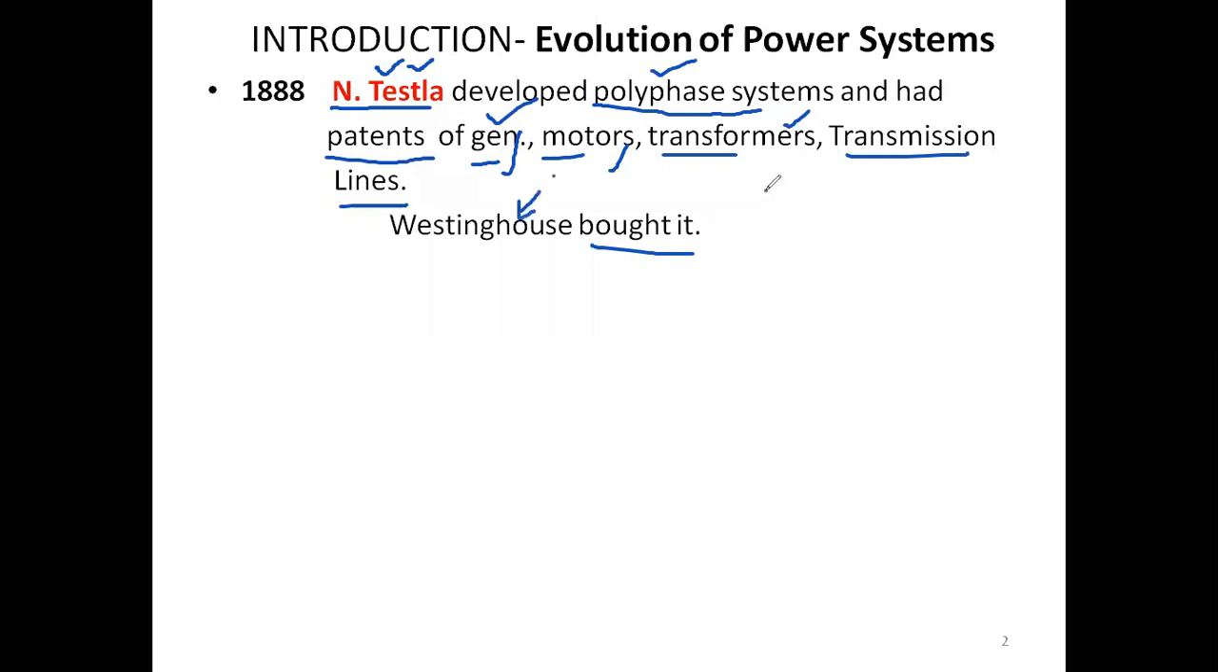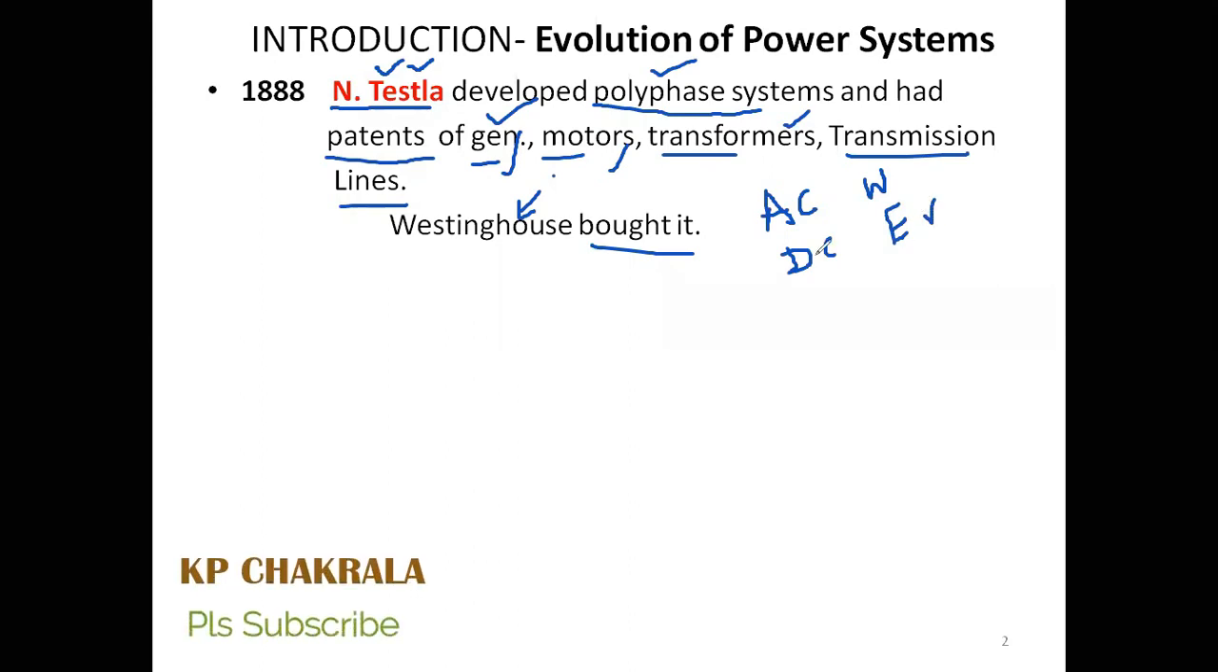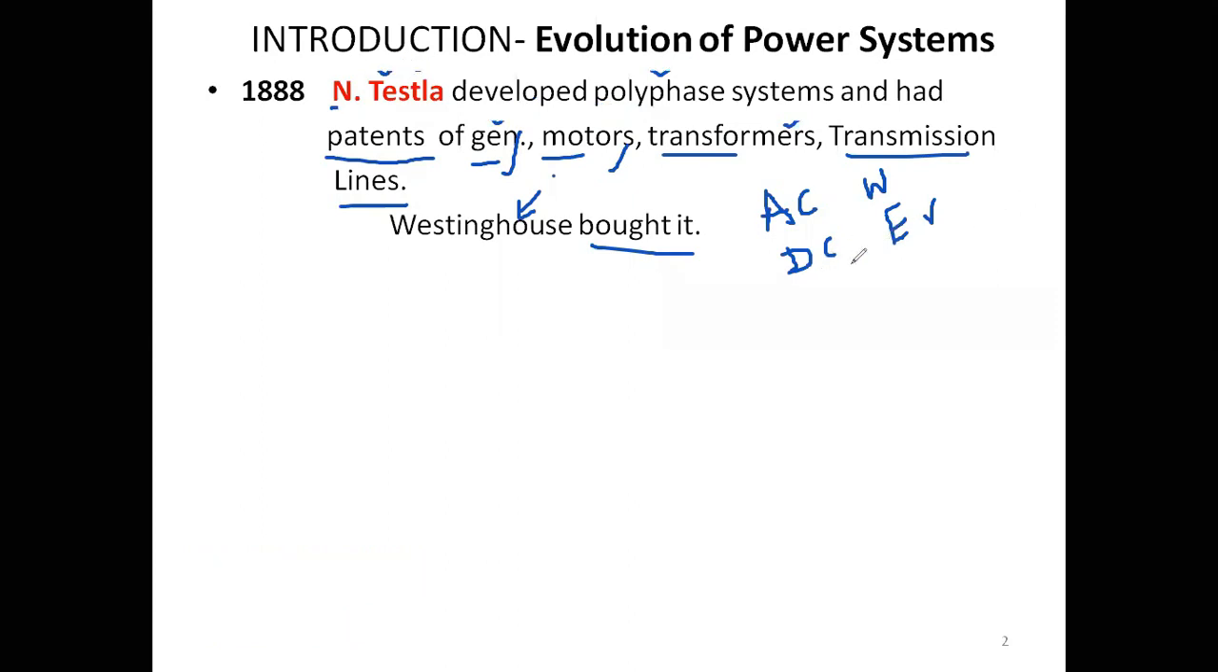Now in the entire world, the AC system was developed by Westinghouse, and the DC system was developed by Edison. Edison developed the DC system, so he did not want to lose it. That's why he advocated the DC system to be used in the entire world. Westinghouse had the patents of the AC system, so he advocated AC to become popular.